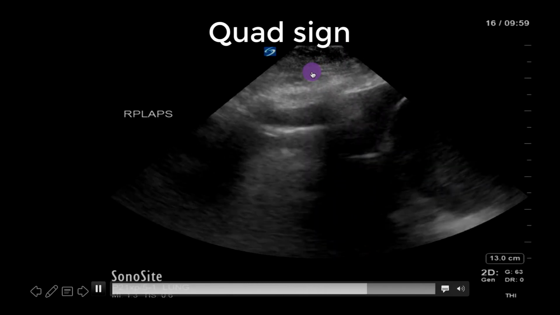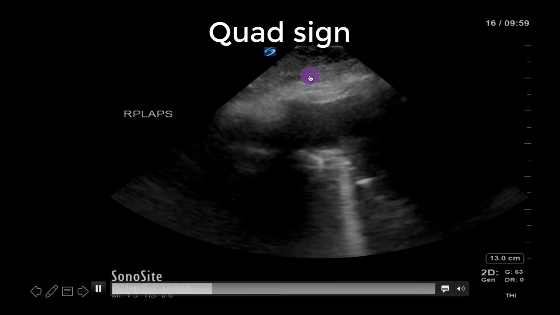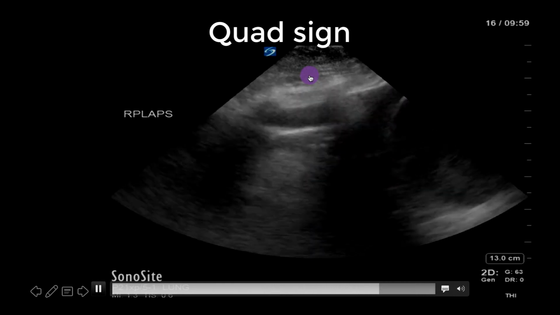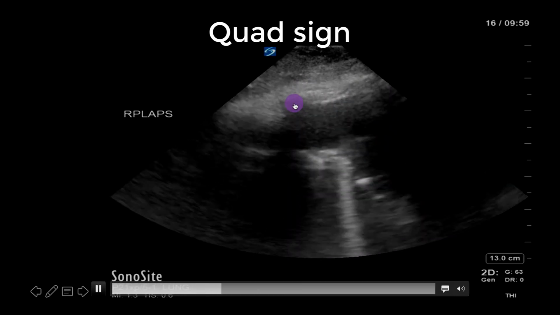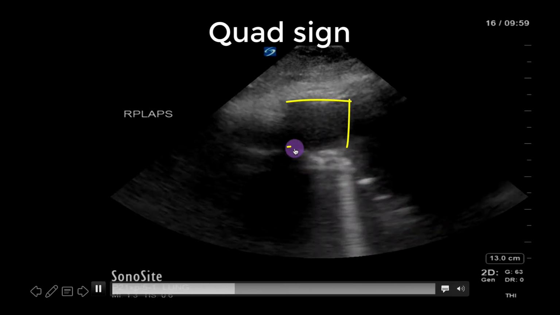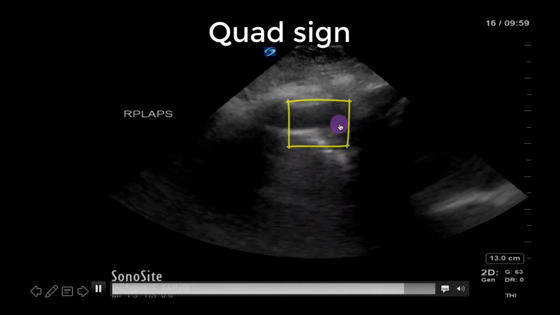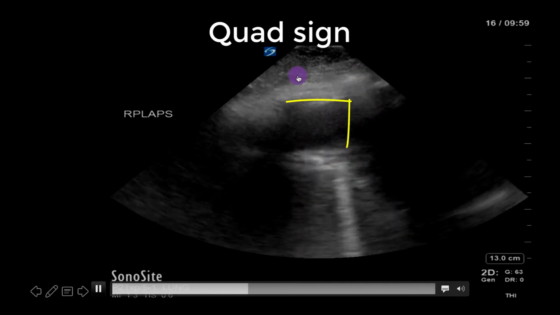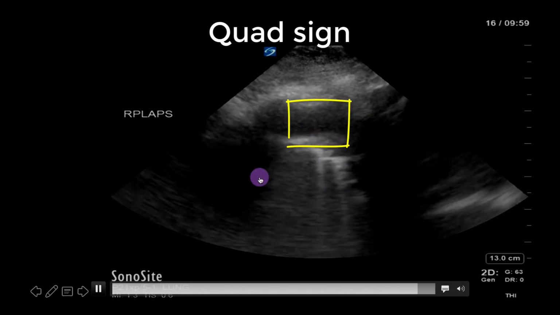The quad sign represents the formation of a four-sided anechoic or hypoechoic density. The four sides are formed by the chest wall, the lung line, and the rib shadows on each side.